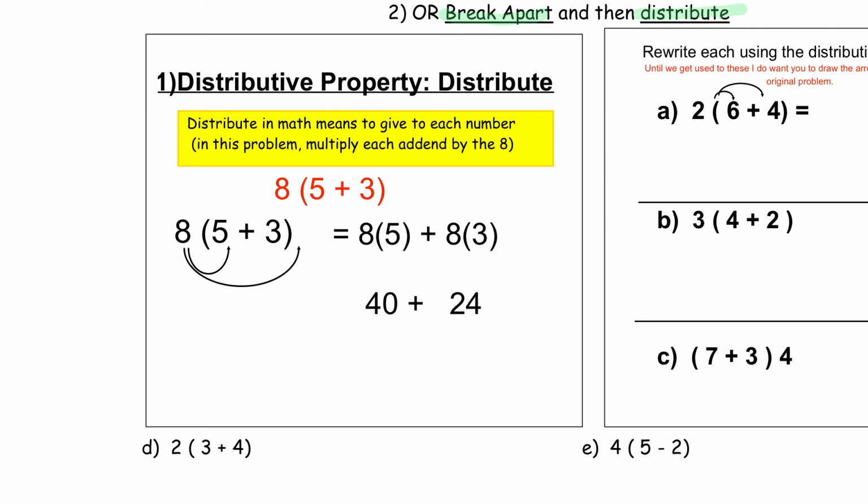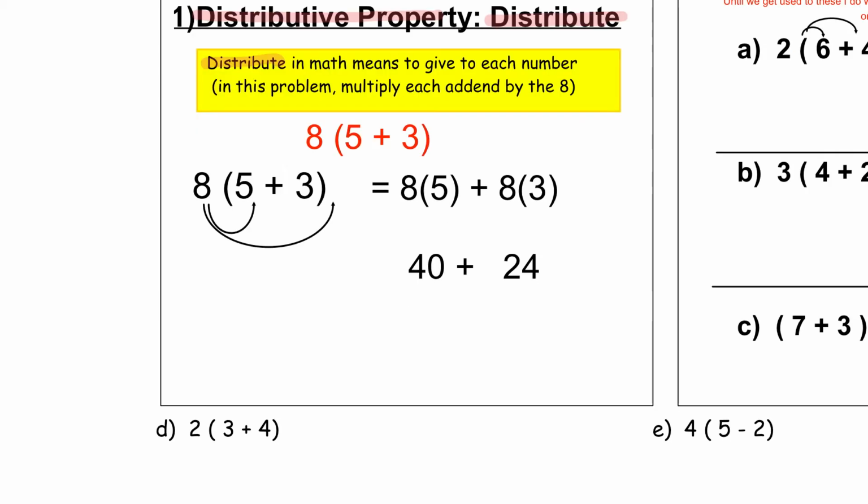So when we think of the distributive property, we think of the word distribute. Distribute means to give out. And distribute in math means to give to each number. And in this problem, we're going to multiply each addend, the numbers we add together are called addends, by the 8. So with this first problem, we look at 8 times 5 plus 3. Well, right away you would say, okay, well that looks like an order of operations expression, and I'm going to add the 5 plus 3, and then I know 8 times 8 is 64. Well, that is not correct.